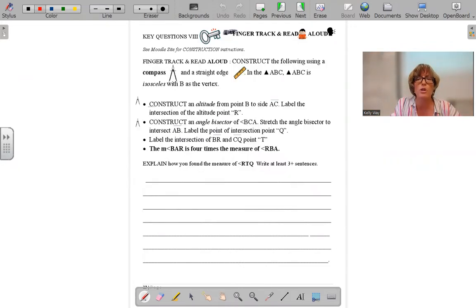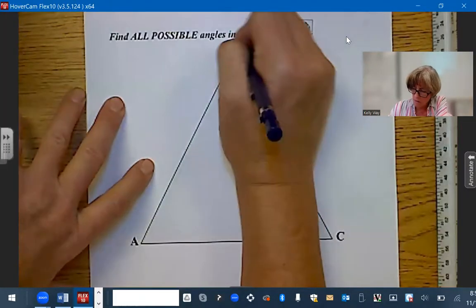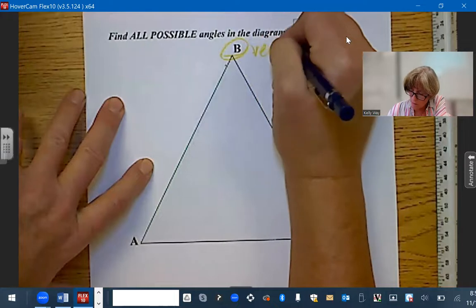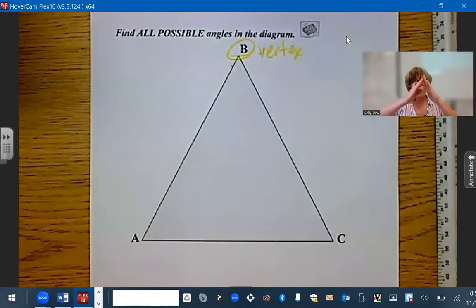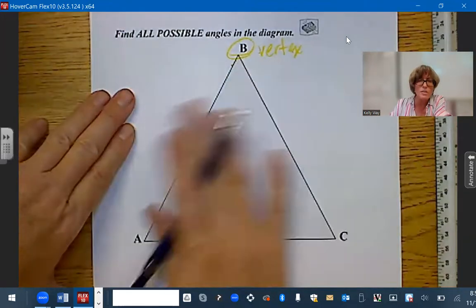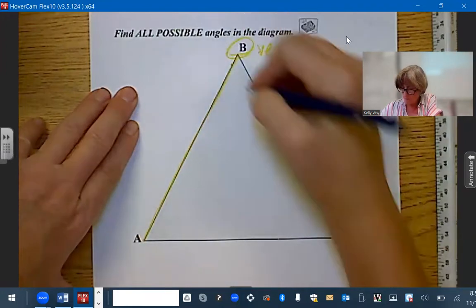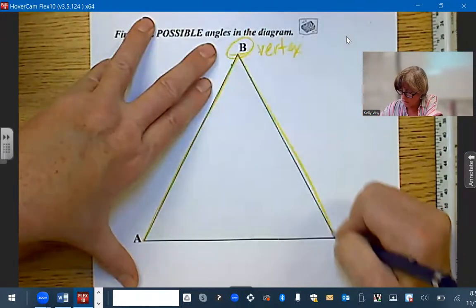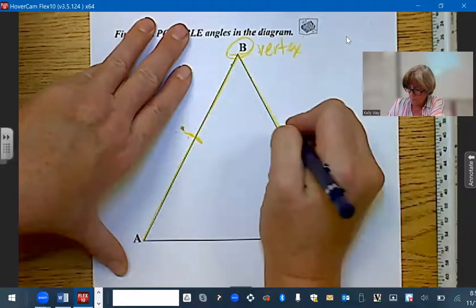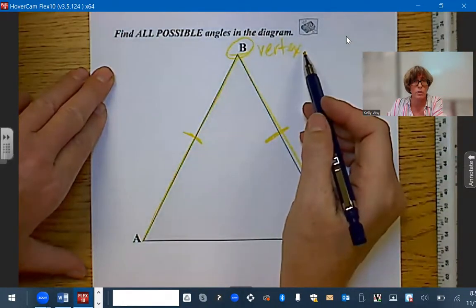That's very important, you understand that simple concept: if B is the vertex of an isosceles triangle, the vertex is the hinge between 2 congruent sides. So if B is the vertex and this whole thing's isosceles, that means A to B and B to C are congruent. That's the definition of a vertex in an isosceles triangle.